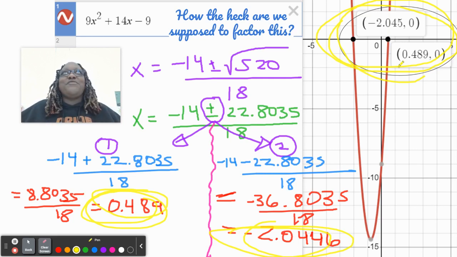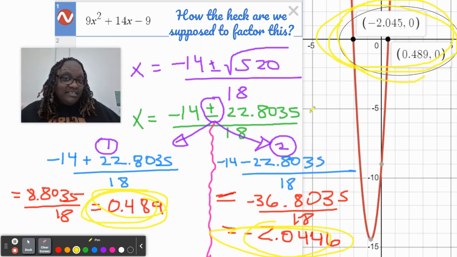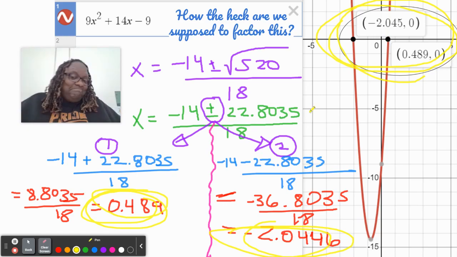We would have never figured that out by factoring. Okay, maybe there's someone in this world that would have, sure, but I didn't want to use that much brain power. So this is the shortcut way, even though it doesn't feel short. But this is the shortcut way to figuring out what the x-intercepts are, the zeros are, when it's not so easy to factor. Hope this helps.